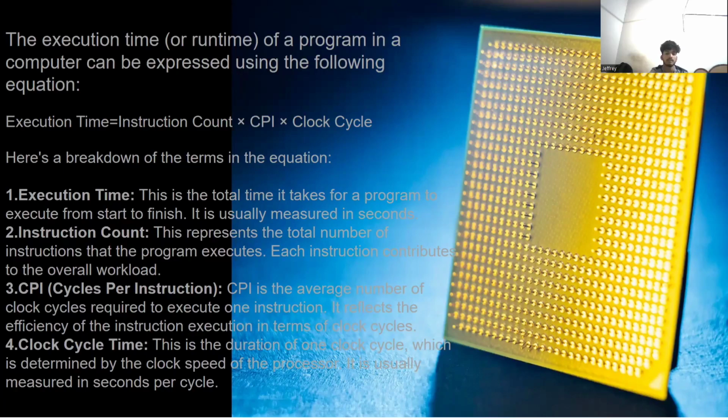Instruction count represents the total number of instructions that the program executes. CPI, cycles per instruction, is the average number of clock cycles required to execute one instruction. It reflects the efficiency of the instruction executed in terms of clock cycles. Clock cycle time is the duration of one clock cycle, which is determined by the clock speed of the processor.